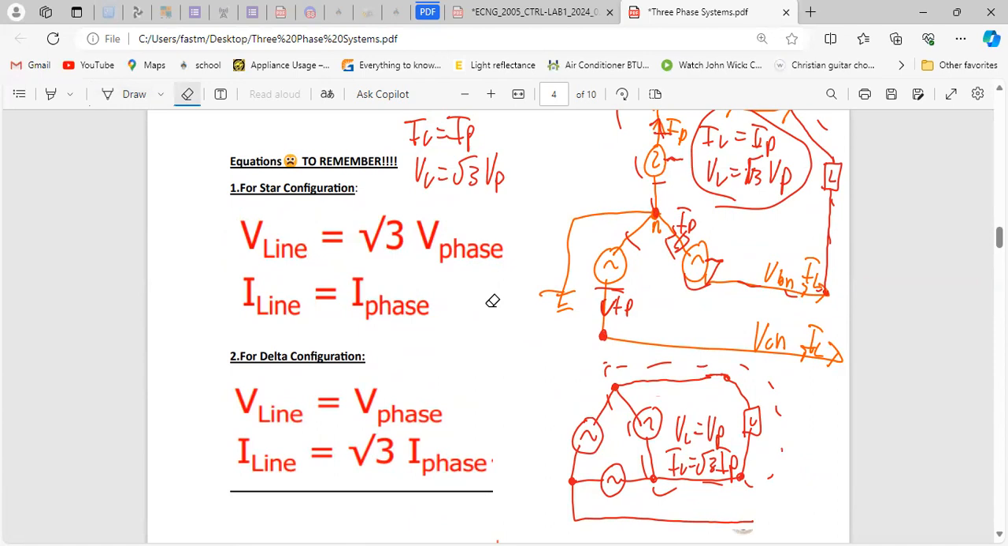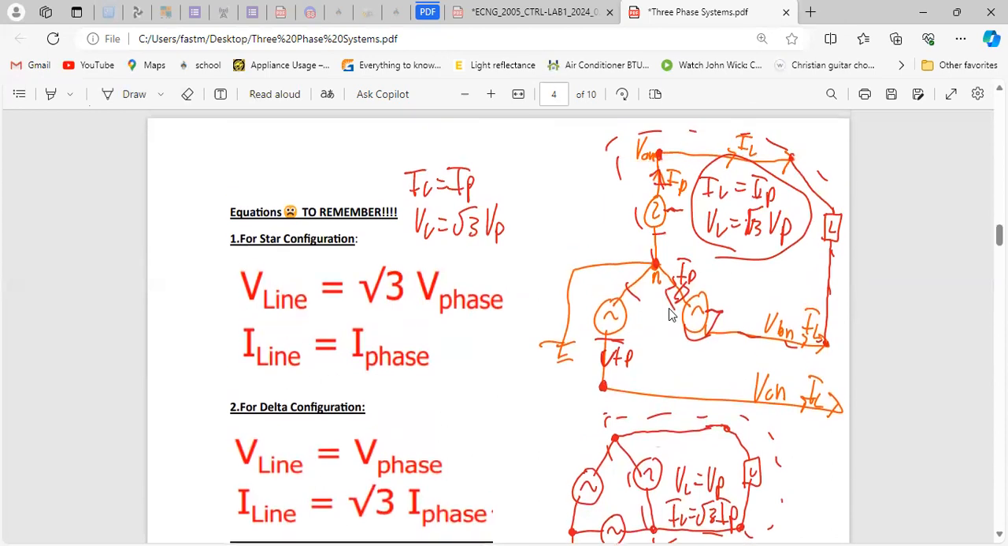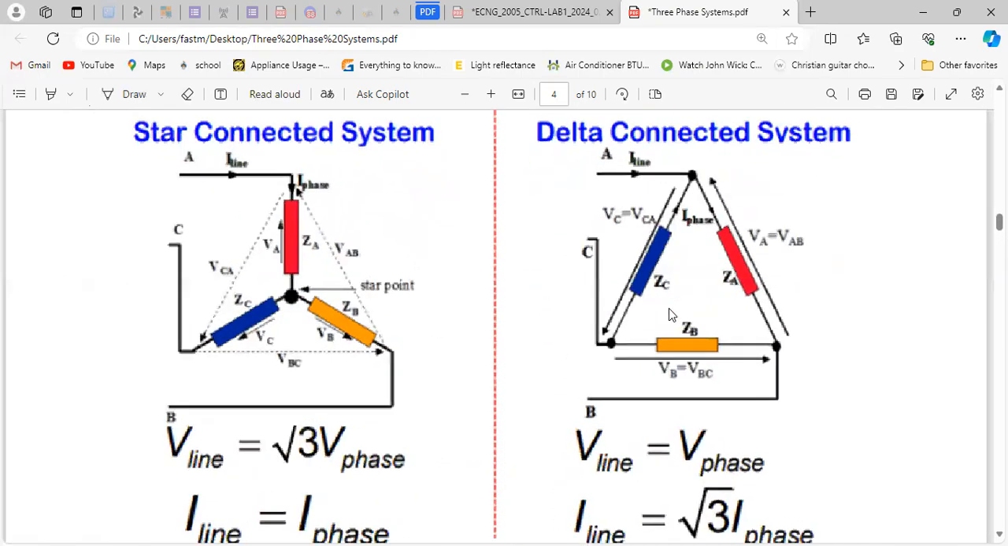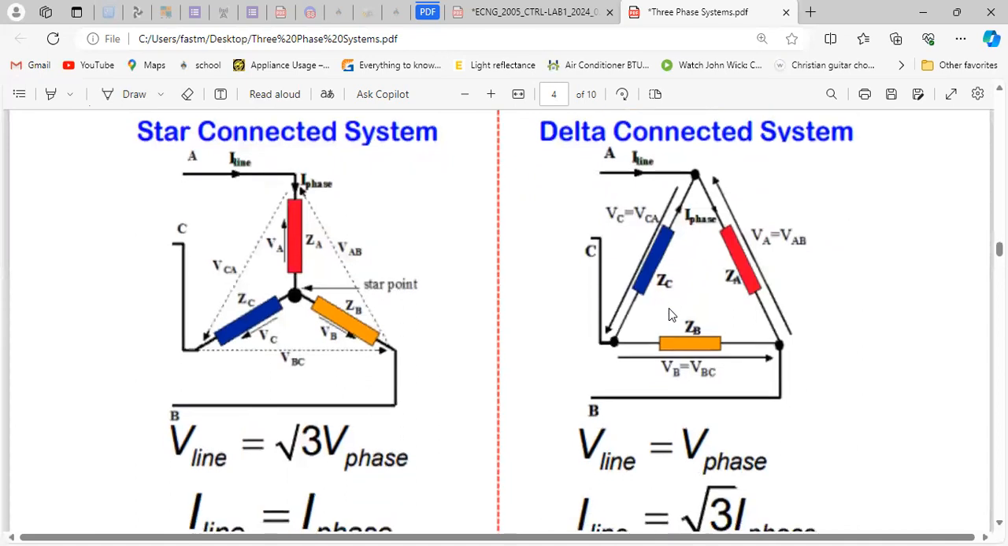Here's the foundation of everything. You start on your star and delta equations for voltage and current. All right? And these are the diagrams right here. So I'll show you these now.